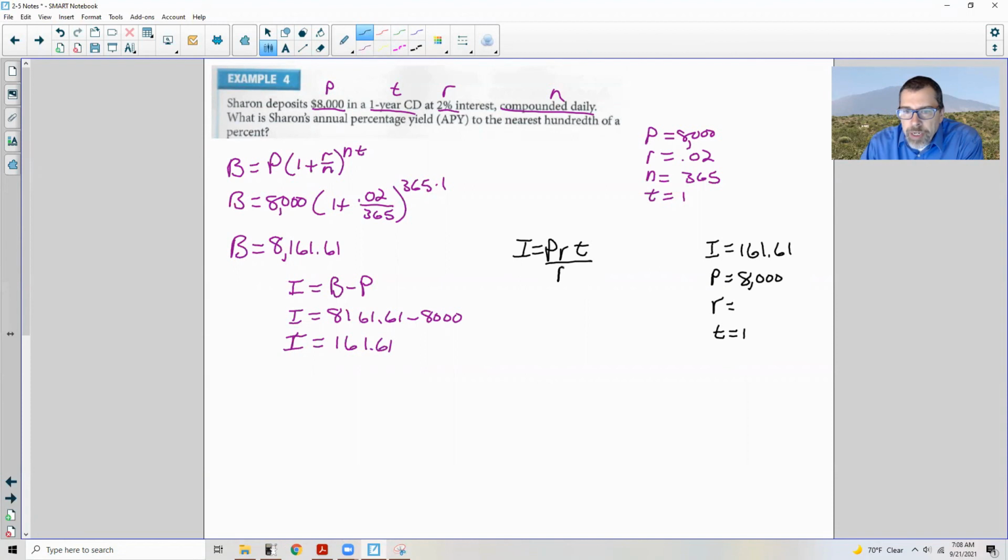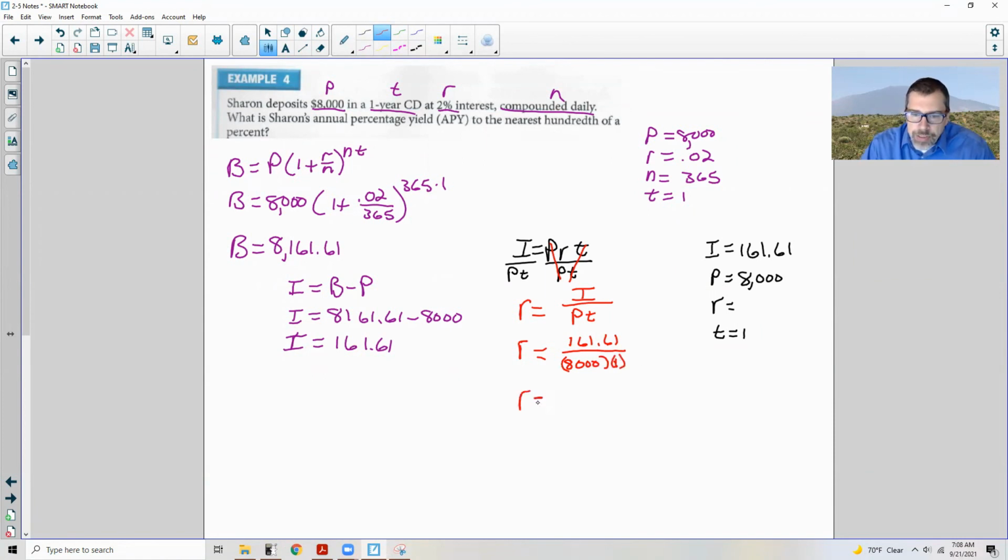We're going to divide by PT on both sides. Okay, so what does that do? The P's cancel, the T's cancel, and we're left with R equals I divided by PT. So the rate is going to be the interest, 161.61 divided by 8,000 times 1.